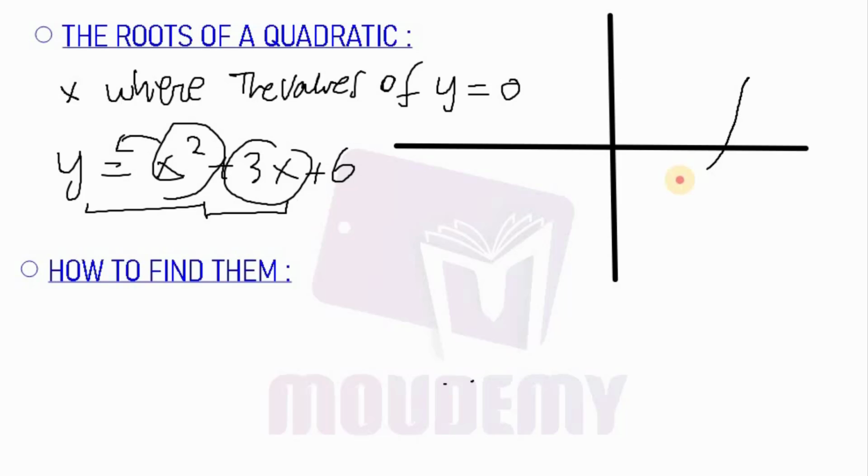We can represent them in the graph as the x-intercepts in the xy plane. This point, this point, this point, this point. Those are called the real roots of the graph. There's another kind of roots called the imaginary roots of a graph.